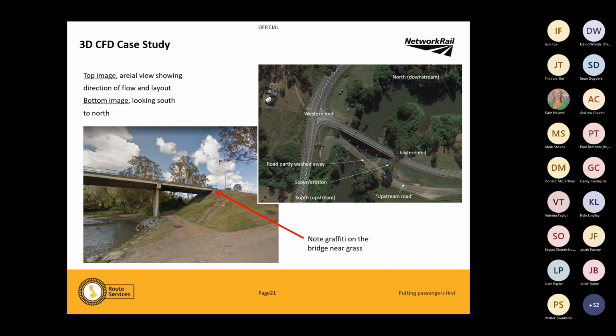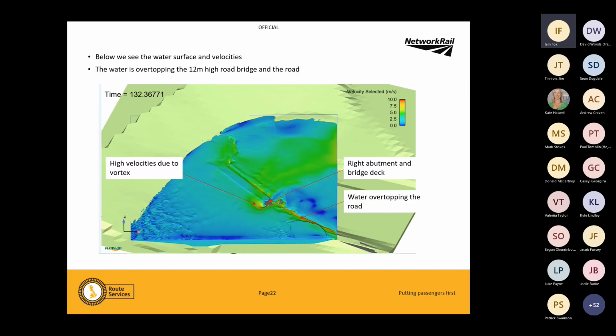Ran the model. A couple of things to note. There's some graffiti just on this corner edge that you'll need for a couple of slides' time, so bear that in mind. What happened was we put the flood down it, and this is the bridge, and we saw that the water was overtopping that bridge. Now it's 12 meters high, that road bridge. So we thought, oh, something's going on there. That's not right at all.